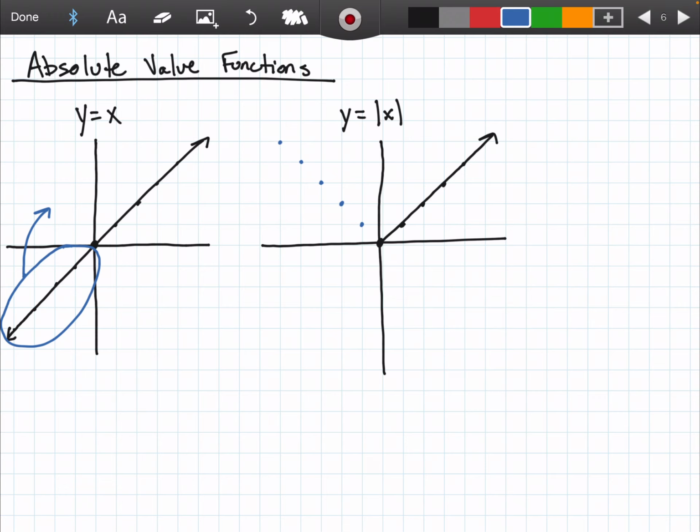I didn't like that. We're doing that again. There we go. And look at that. We have a V shape. And what do you think this point is called? We still have a vertex.